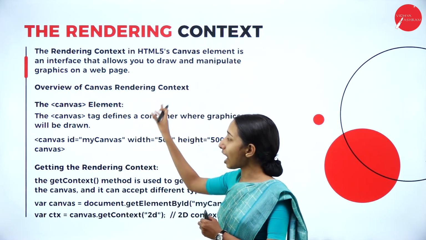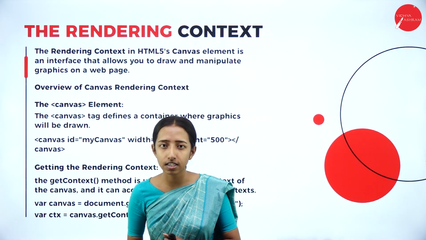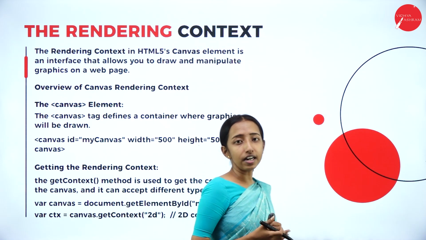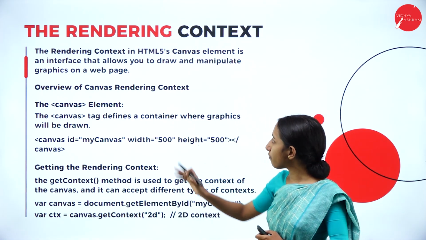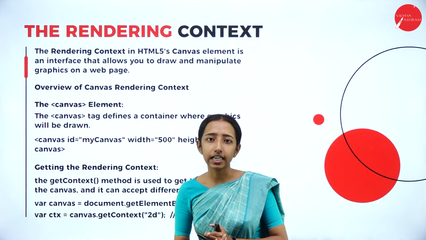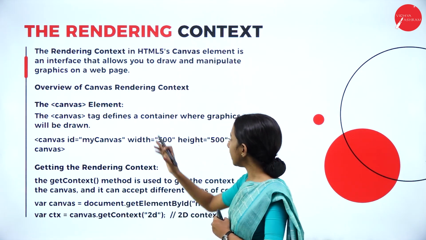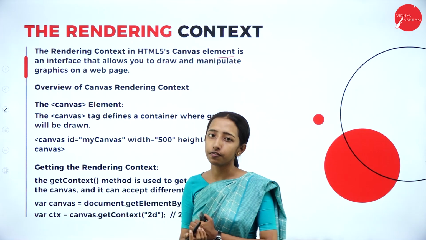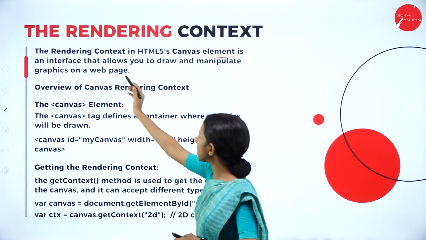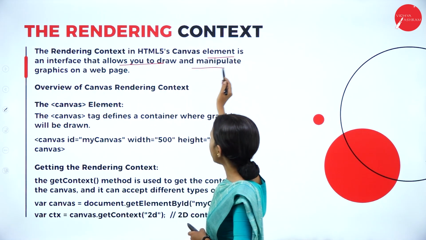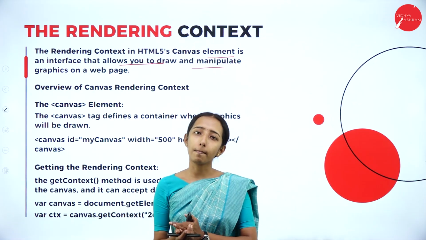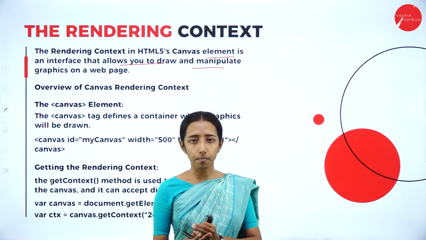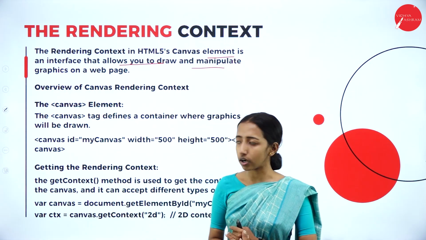So here we will be having different rendering contexts. You can see here we have listed the different rendering contexts. First, what do we mean by this rendering context? In the HTML5 canvas, the element is an interface that allows you to draw and manipulate graphics on a web page. Mainly we will be drawing the graphics on the web page using this rendering context.